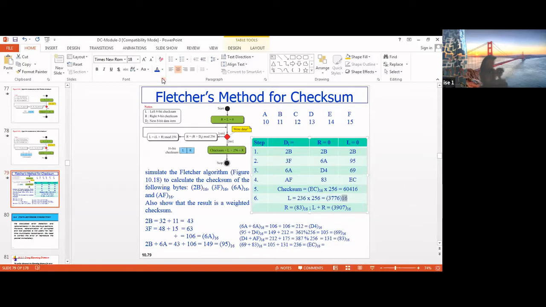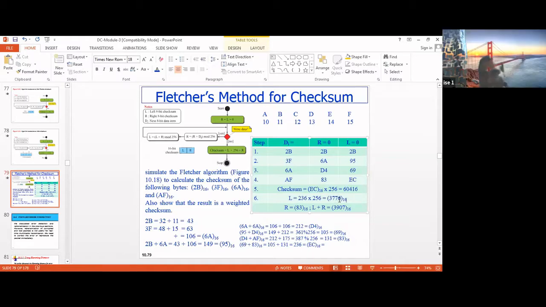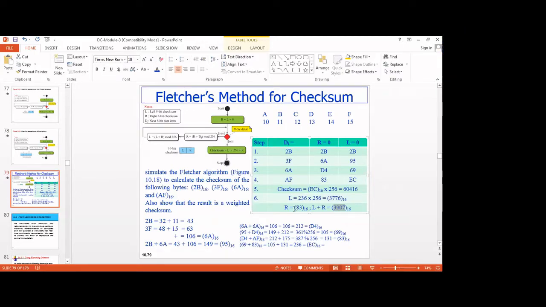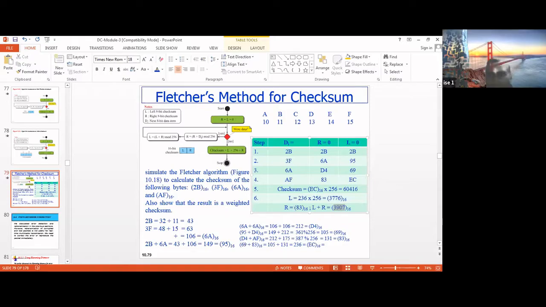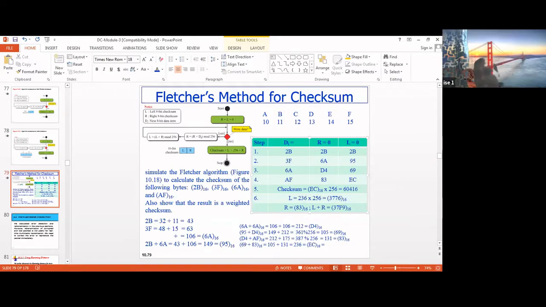Now this left 3776 plus 83 should be added. So this is wrong. How much will it come? 3776 plus 83, you do. This is wrong. 3859. So 9 I will be getting. 6 plus 3 is 9 and 7 plus 8 is 15. So 15 is F. You got the idea? 15 is F and this is 37. So this is 37. This is the final answer.